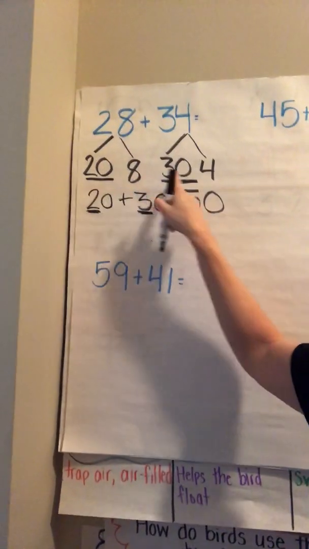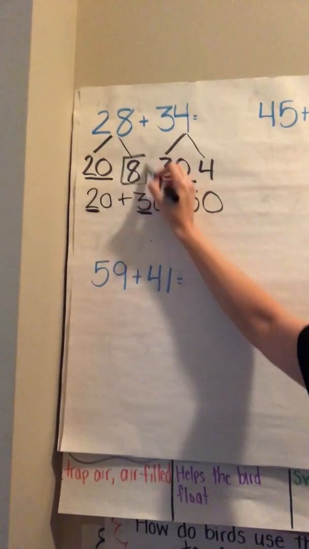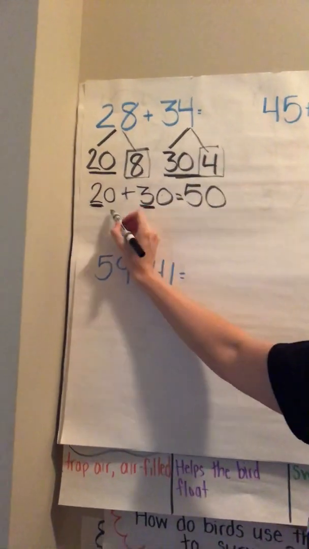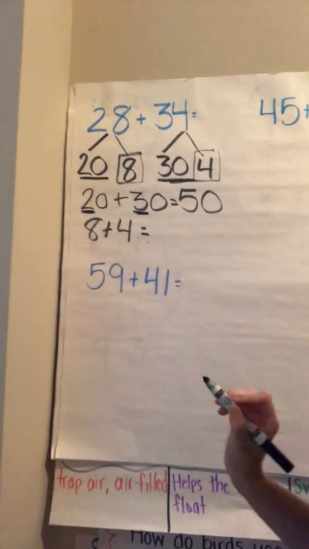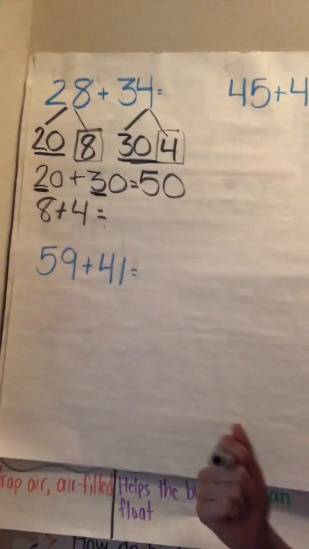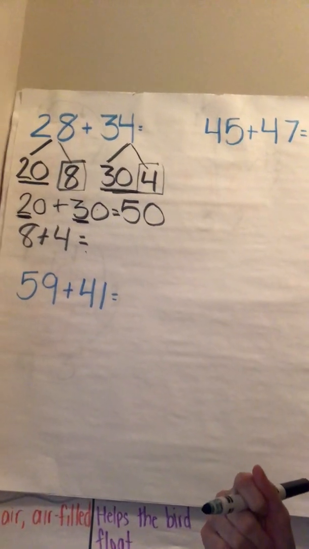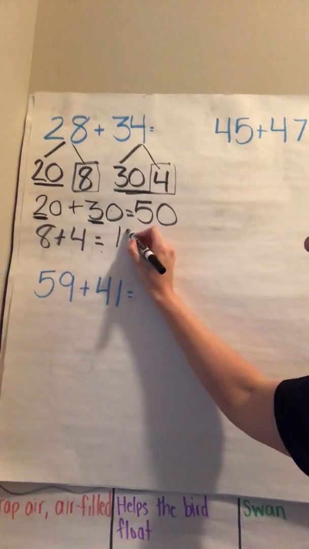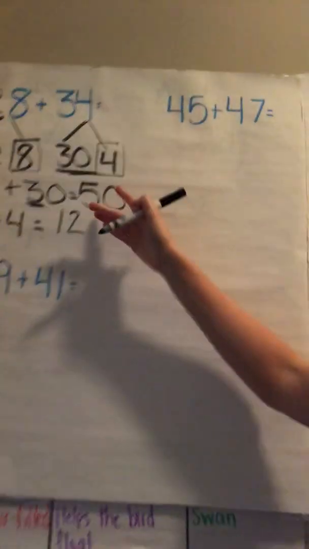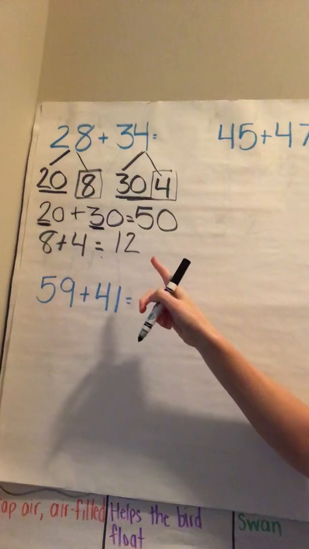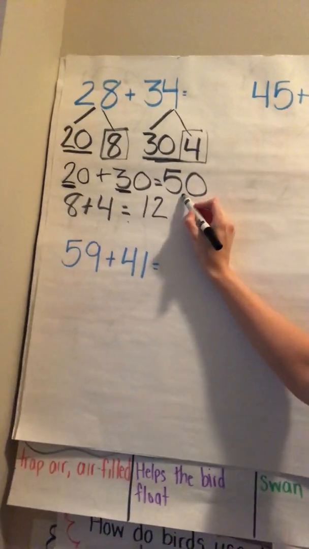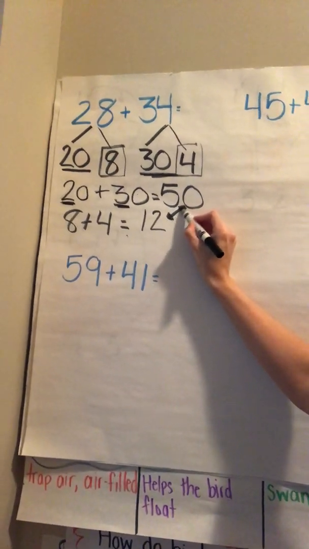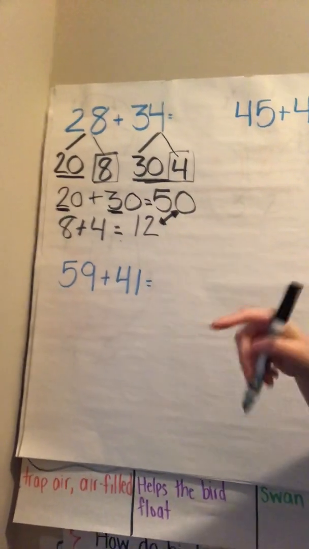So now that we did our tens, we need to add our ones together. So we have 8 plus 4 equals. What does 8 plus 4 equal? Right, it equals 12. Now when we're adding, we can't have two separate numbers. We can't just put 28 plus 34 equals 50 and 12. That doesn't make sense. We need to now put these numbers together. We need to add what we got for our tens and our ones together.